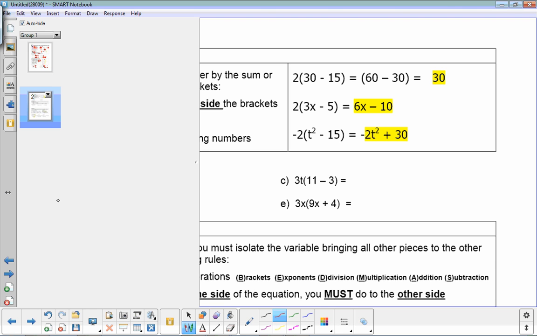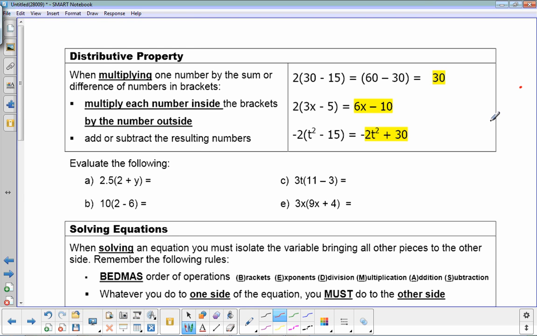All right, in part 3 of our review on math, we're going to be checking out algebra. So we'll be looking at distributive property and solving equations. First, distributive property. Distributive property basically involves two numbers that are in brackets, and you're multiplying those numbers by a number outside the brackets.